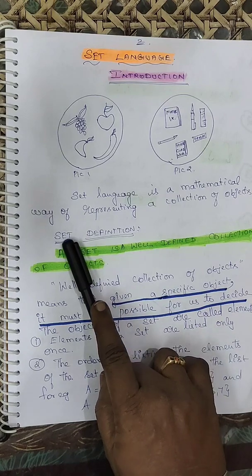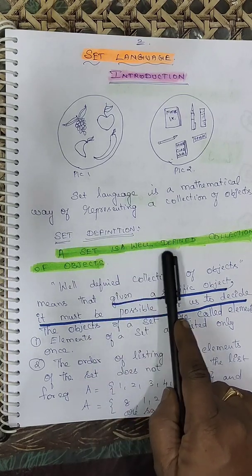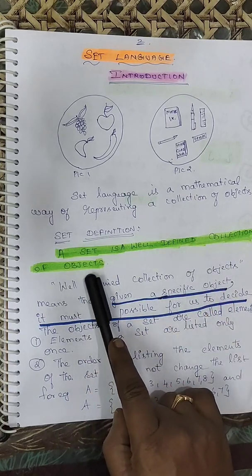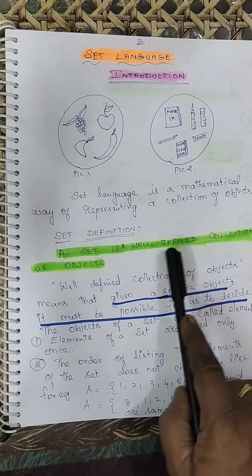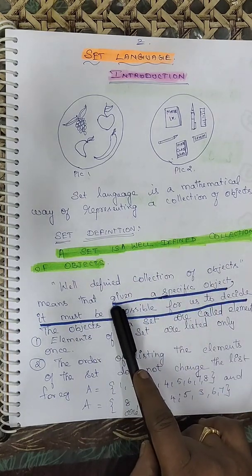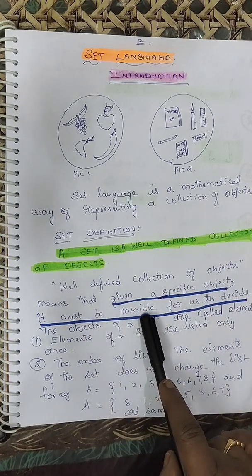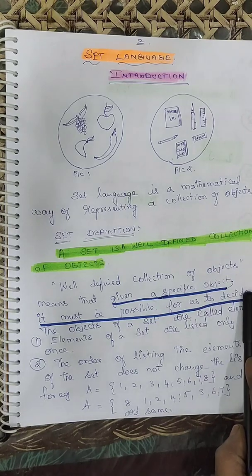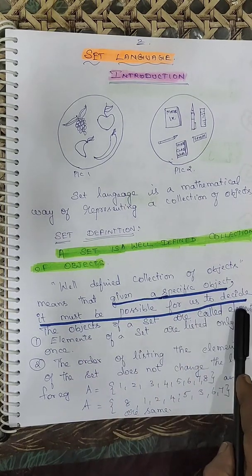Now, set definition. A set is a well defined collection of objects. See the word well defined. Well defined collection of objects means that given a specific object, it must be possible for us to decide. The objects of a set are called elements.